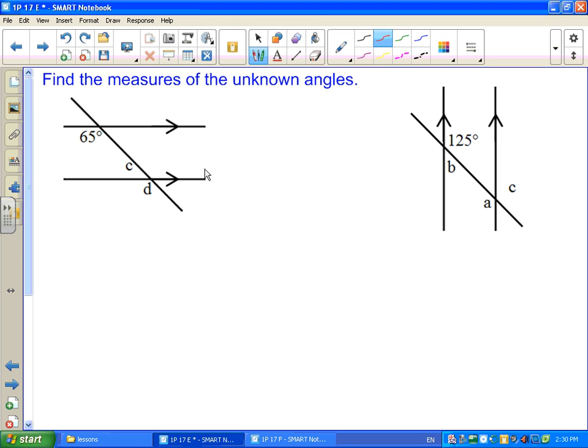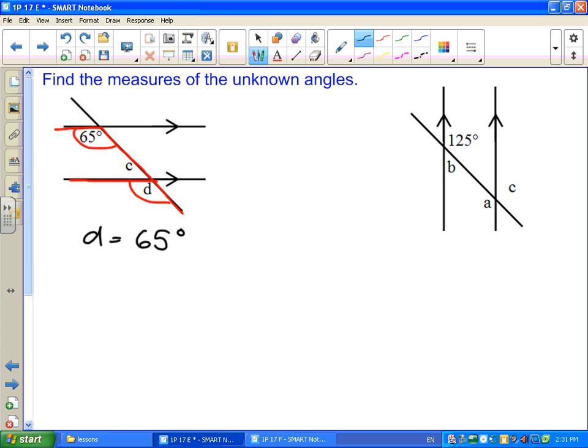What if we draw this like this? Okay. Which one of those three patterns have I drawn there? Fiona? It's an F pattern. Yeah, it's backwards, but we still have that F there. So what do we know about angles that are underneath the arms of the F pattern? Well, 65 is underneath one of the arms. D is underneath the other arm. What do we know about those two angles then? They're going to be the same. So right away we know that D is equal to 65 degrees.